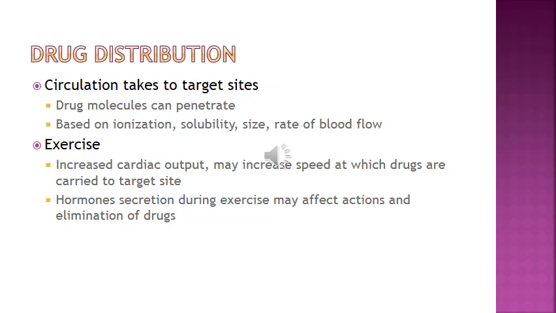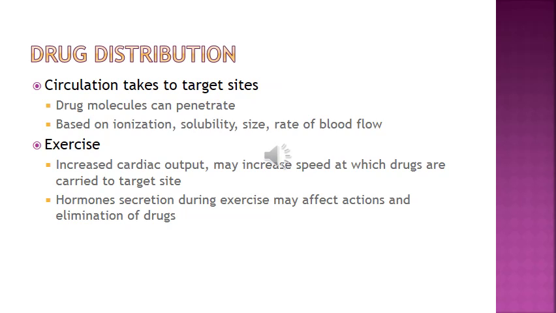So drug distribution is going to look at how the drug is basically distributed throughout the body. The circulation is going to be what's responsible for taking it to the different target sites. We look at the drug molecules basically being able to penetrate cell membranes. And there are going to be a couple of different factors that dictate how those drugs get distributed as they go throughout the body. It's going to be based on ionization, solubility, the size of the molecules, and also the rate of blood flow.